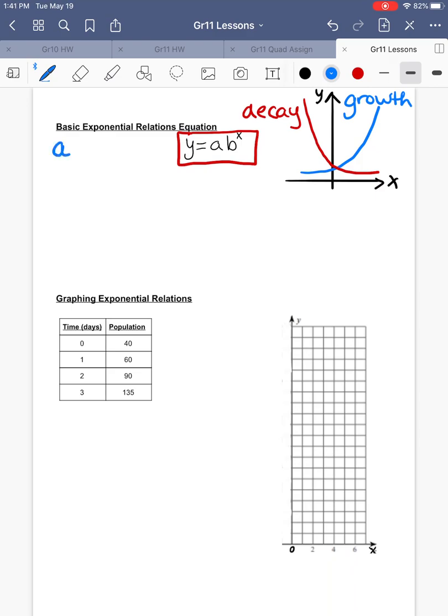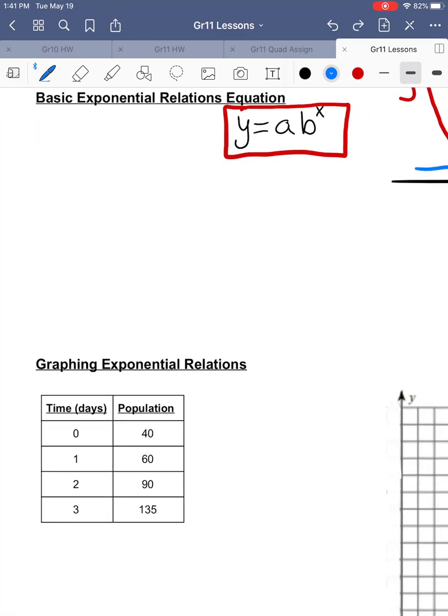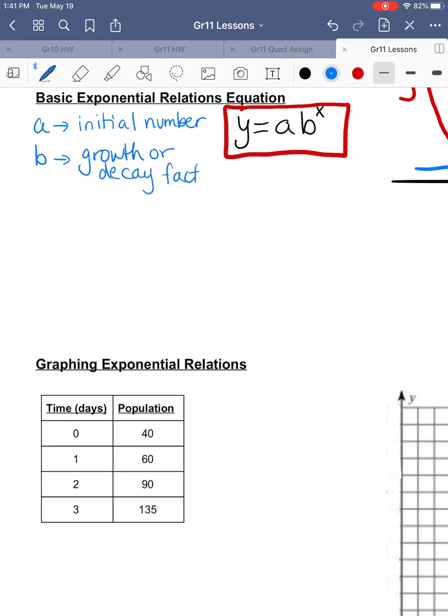So the a, this is an initial number. So usually we are looking at the growth of a population or the amount of something. So this is like the starting number, the number that you start out with. Now b, this is the growth or decay factor. And let's just get a little deeper into what b actually is.